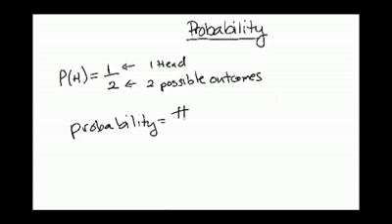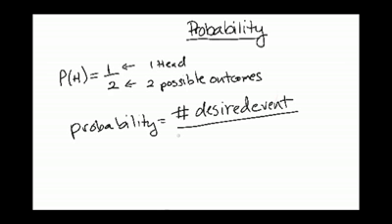The number of times your desired event occurs over the number of possible outcomes that can occur.